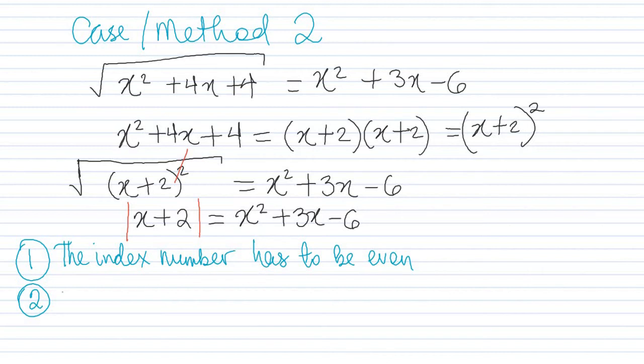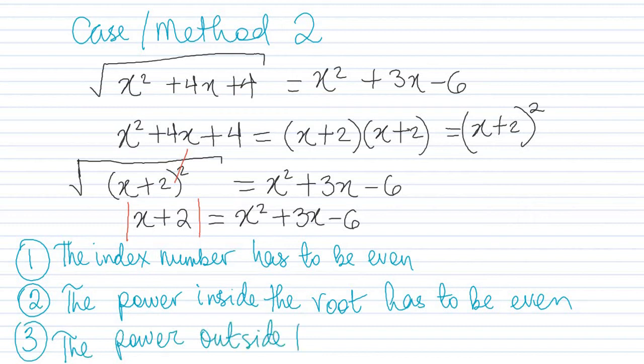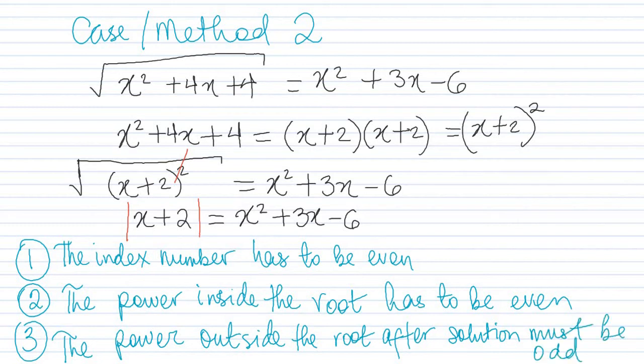one of the rules that must be met. The second thing is the power inside the square root, or inside the root. It doesn't have to be a square root. The power inside the root has to be even, okay? And the third one, the power outside the root after solution, must be odd. So these are the three rules that must be met. Even, odd.